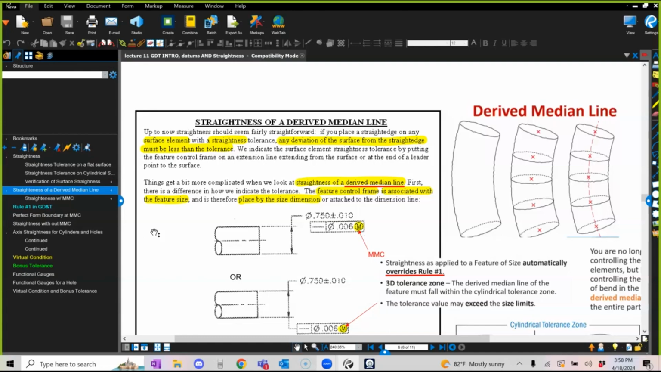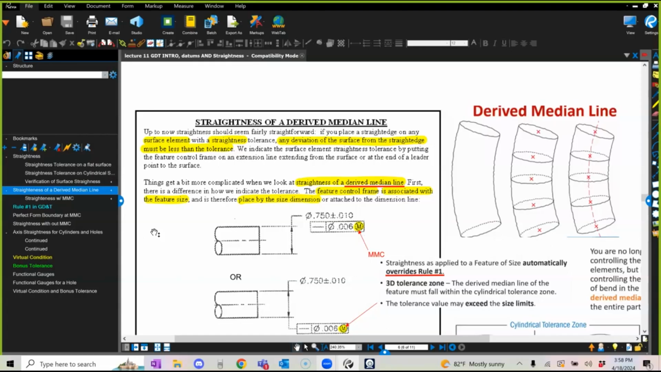So let's talk about the derived median line first, so we can actually talk about this. How do you measure the derived median line? If I have a part that is crooked, I will measure it, and I will get a point from my axis. I will measure again, and measure again, and measure again, and you kind of travel those points, and you try to come up with an axis. Actually, like a line, like a wiggly line.